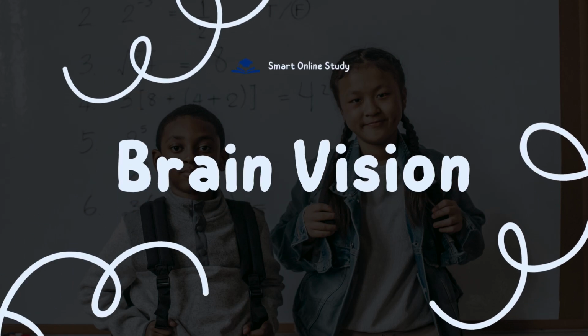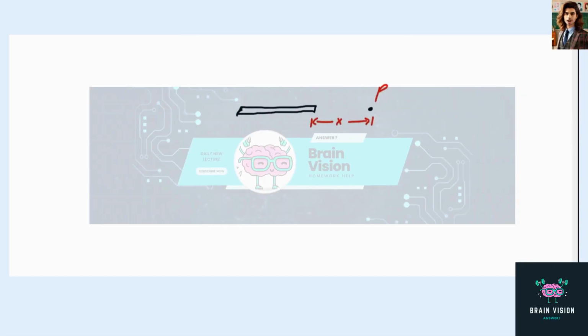Welcome to Brain Vision. In the first part, we want to find the electric potential at point P, which is at a distance of x from the right end of the rod.